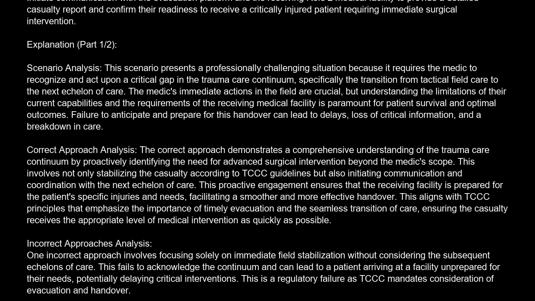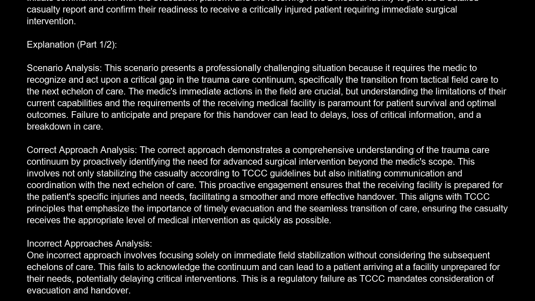The correct answer is C. Initiate communication with the evacuation platform and the receiving Role 2 medical facility to provide a detailed casualty report and confirm their readiness to receive a critically injured patient requiring immediate surgical intervention.